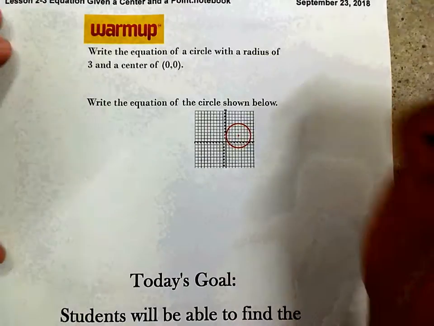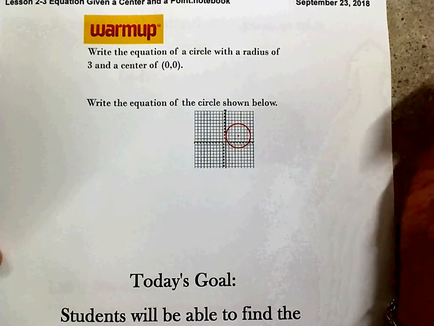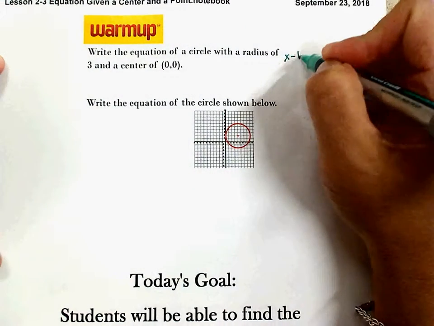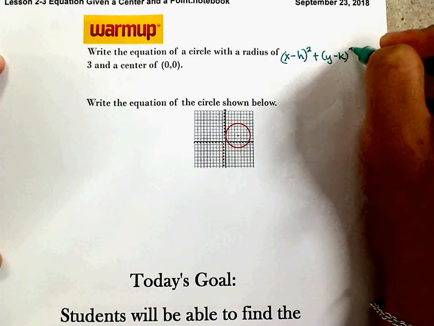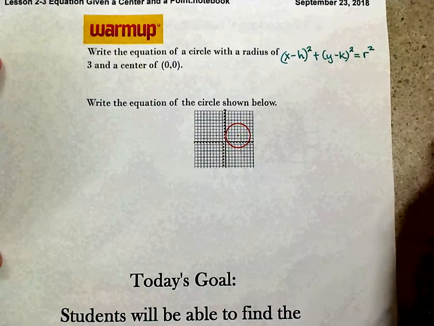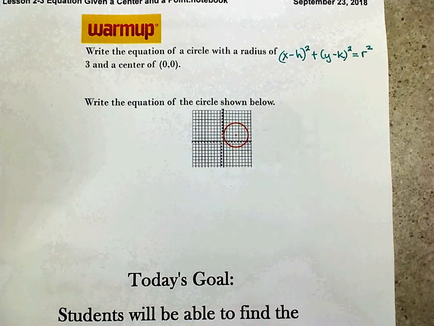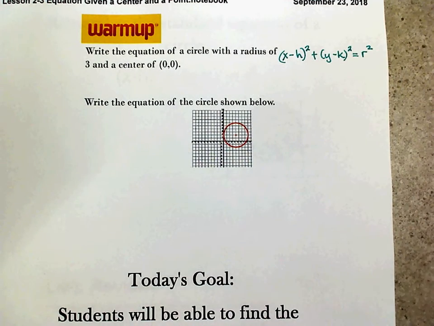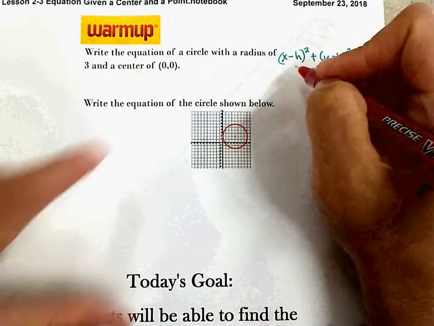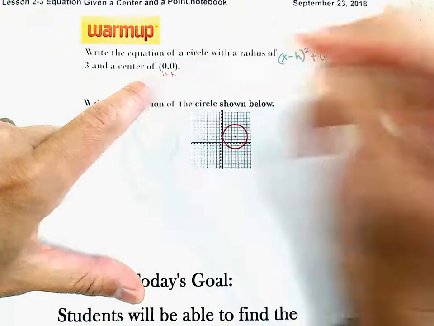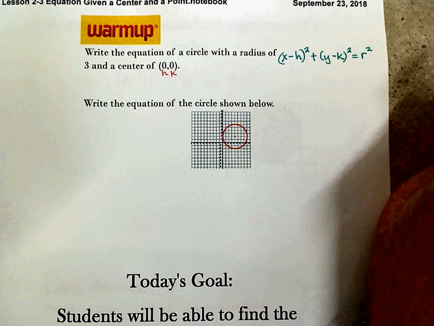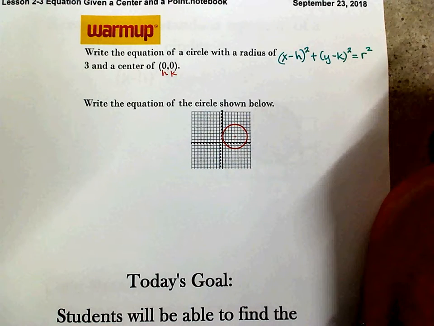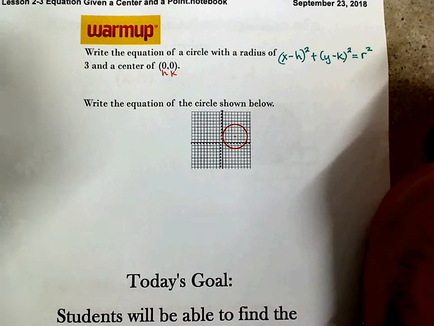Alrighty, as a reminder, your equation of a circle is x minus h squared plus y minus k squared is equal to r squared. Alright, so if you take a look, this is your h and this is your k. So you substitute, you plug it into this formula that you have learned to derive from a distance formula.